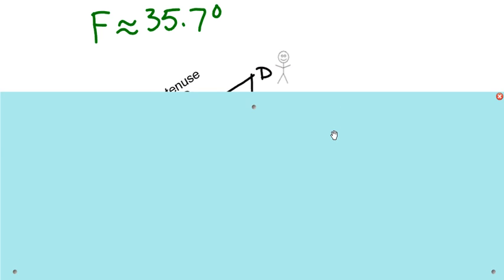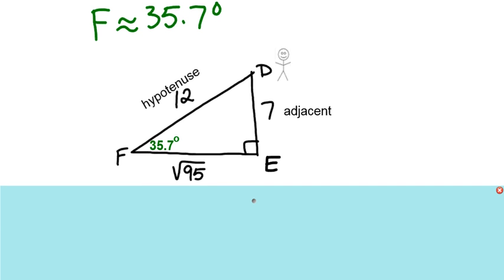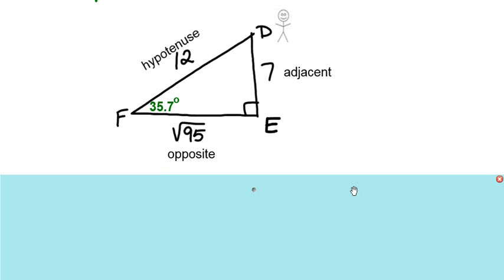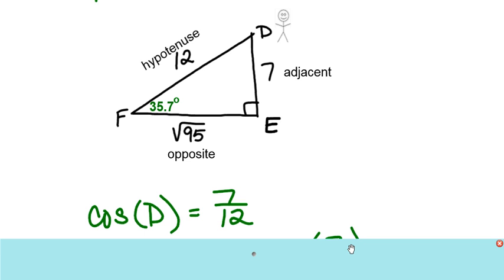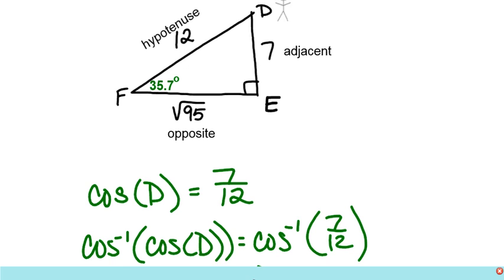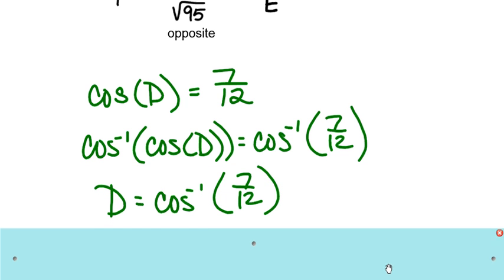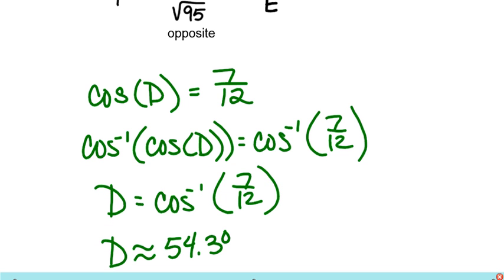So let's talk about finding the missing angle for D. If we're standing here at angle D, now we notice that we have an adjacent and a hypotenuse given to us. The trig ratio that uses adjacent and hypotenuse would be your cosine function. So we could say the cosine of angle D is equivalent to the ratio 7/12. Again, to undo the cosine function, we can use its inverse. So we'll take the inverse of each side. Angle D will come from the inverse cosine of 7/12. And again, to the nearest tenth of a degree, that would be about 54.3 degrees.